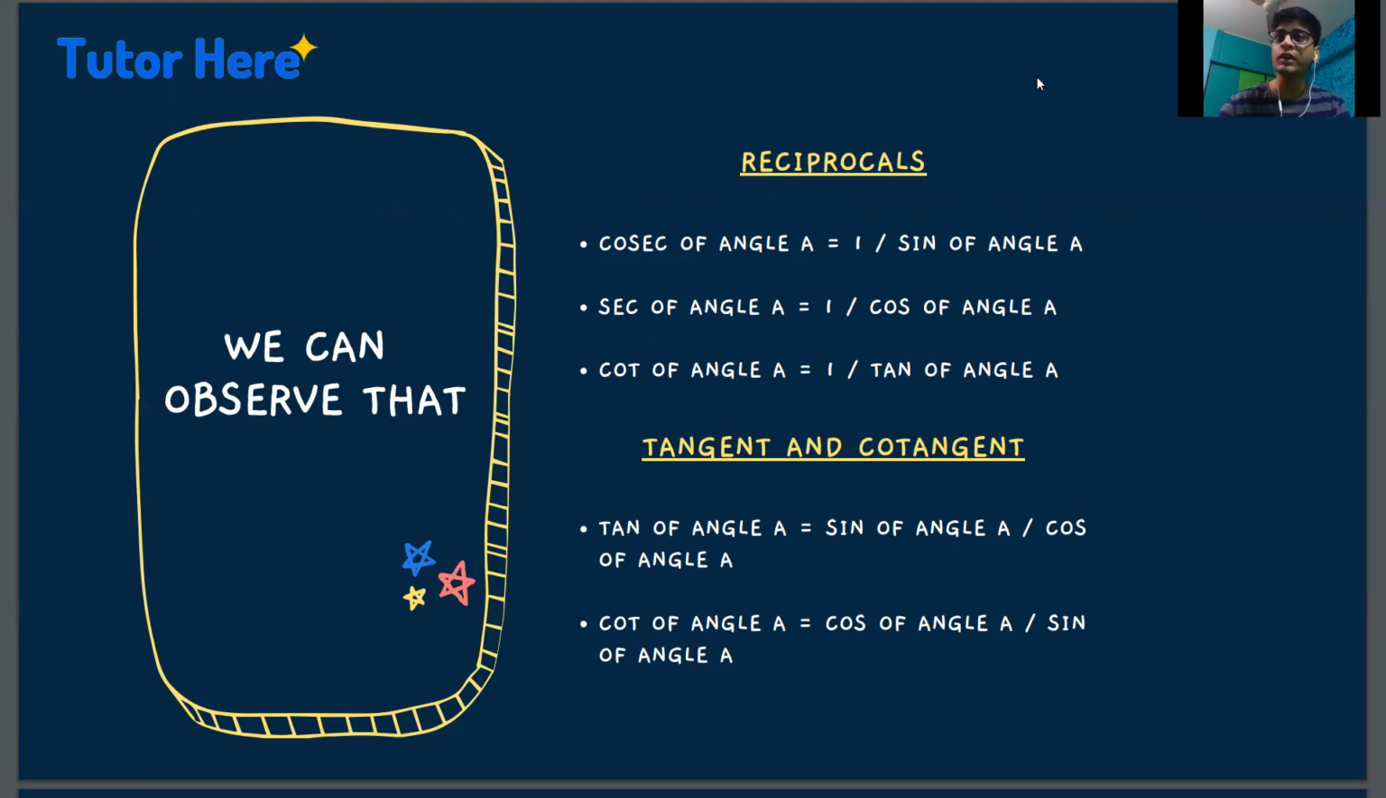The second thing I observed is the relation of tangent and cotangent with respect to sine and cos. So tan of angle A is sine of angle A divided by cos of angle A. And cot of angle A is cos of angle A divided by sine of angle A, which can be also proved through the third formula of reciprocals.